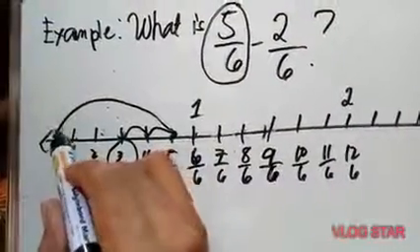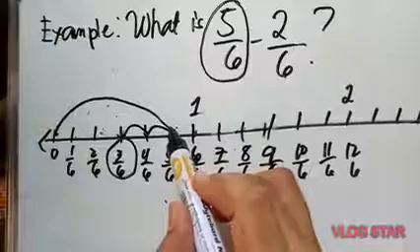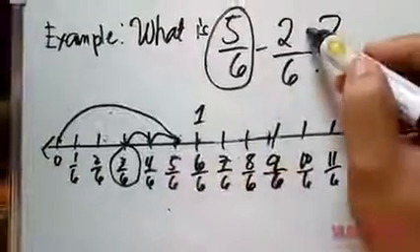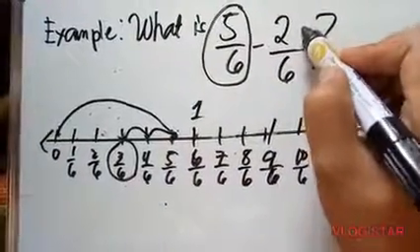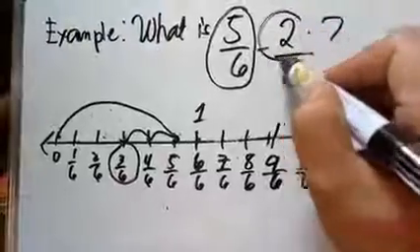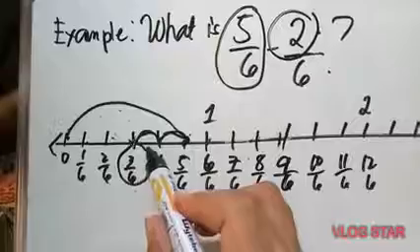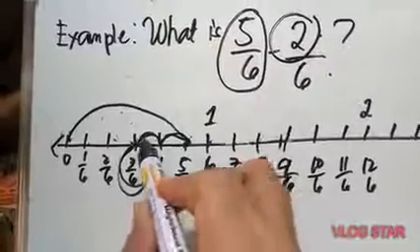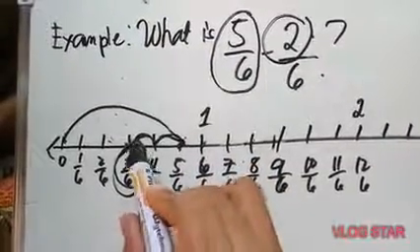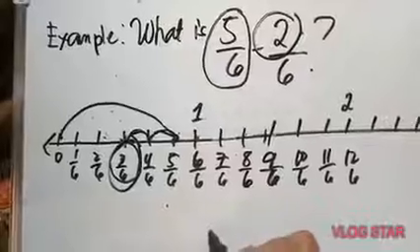Again, first is 5/6. Then just move backward twice because our numerator is 2. Then 1, 2. So the difference of 5/6 and 2/6 is 3/6.